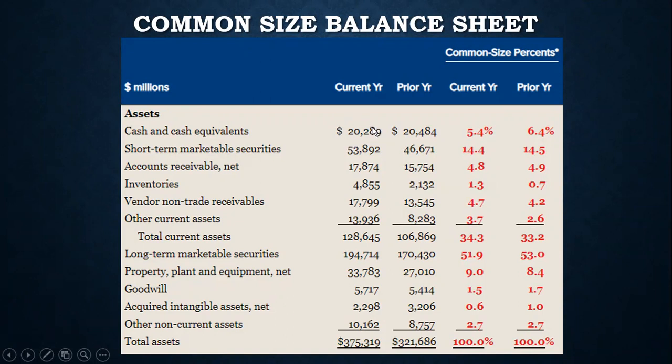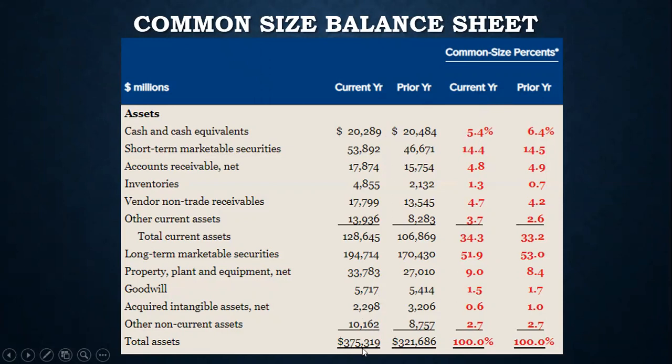So let's do cash divided by the base amount. Remember, we said our base amount is our total assets. So our 20,289 divided by the 375,319, that would give us our 5.4%. And we do that for each one. The short term, we got 53,892 divided by, again, that base amount. That gives us 14.4%. We do that for each one of these all the way down.